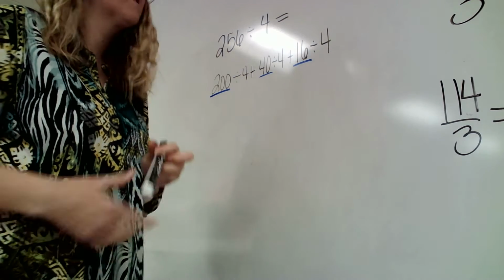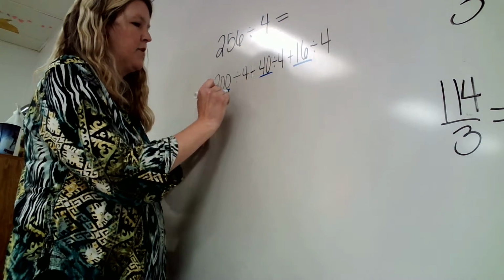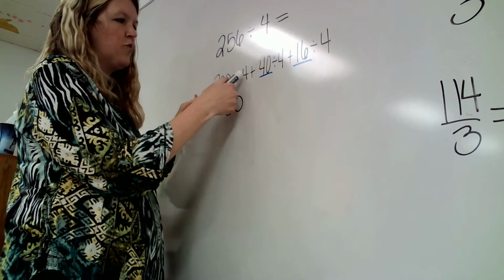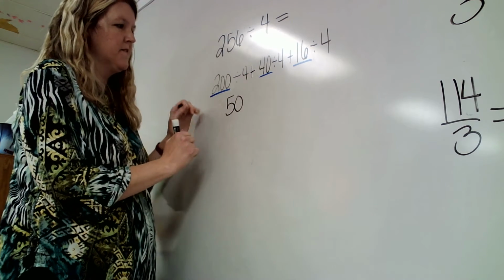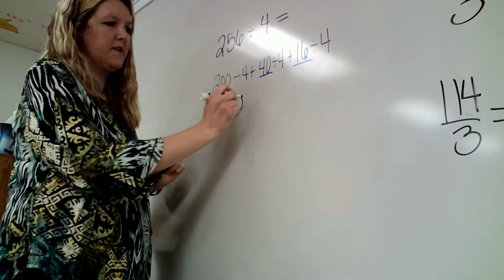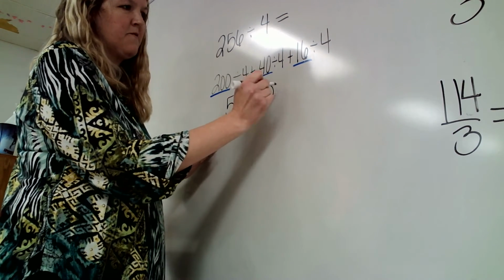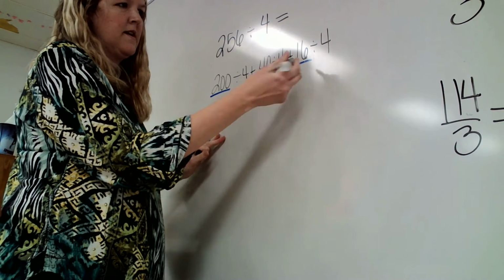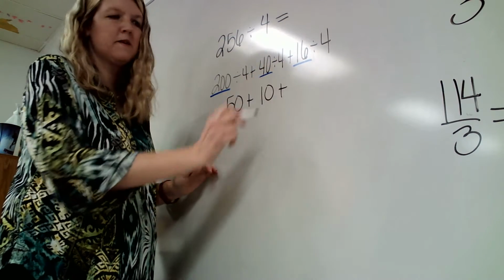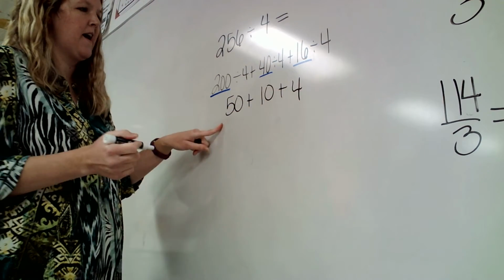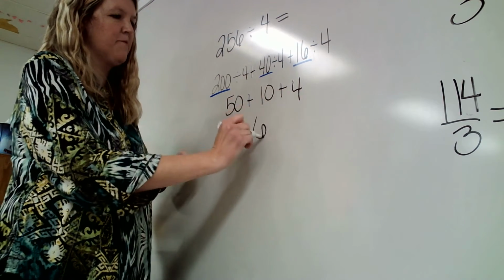All right, so 200 divided by 4, I know it's going to be 50. Because if I did 20 divided by 4, I would get 5. So 200 divided by 4 is going to be 50. Then 40 divided by 4 is 10, since 10 times 4 is 40. And then 16 divided by 4 is going to be just 4. So then to get my final answer, I add these together, and I end up with 64.